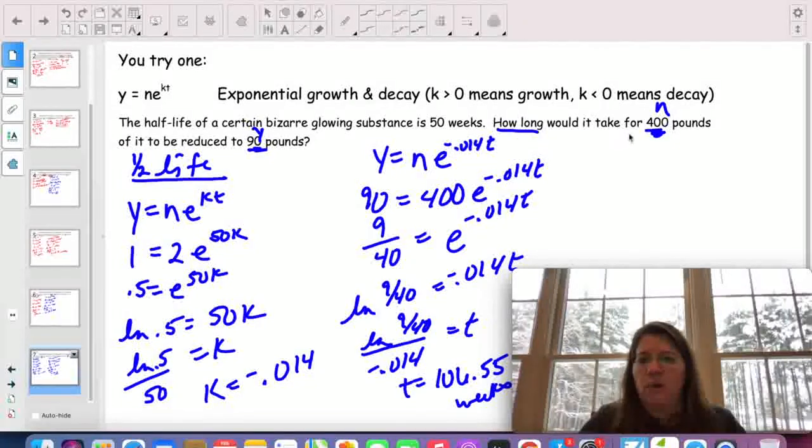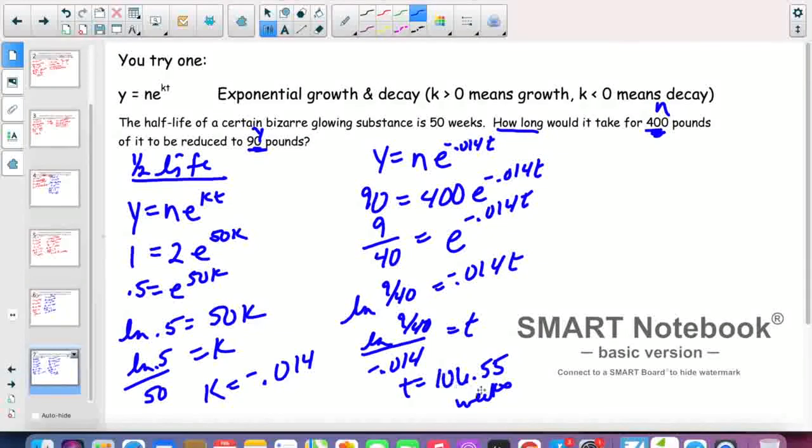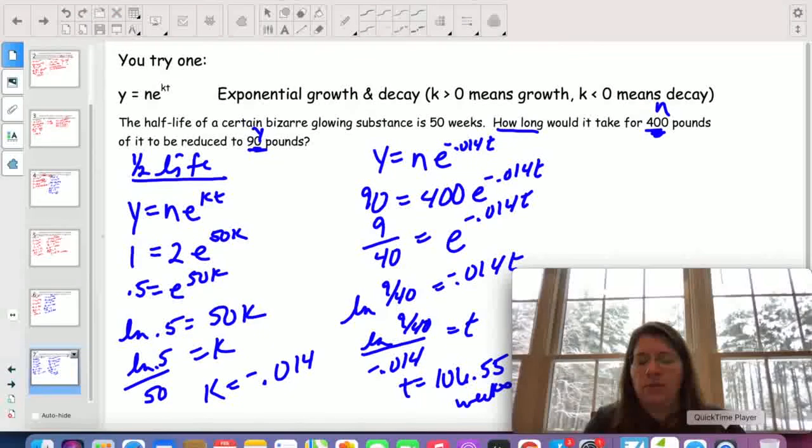They're asking me how long it would take for 400 pounds to be reduced to 90 pounds. 400e to the negative 0.014t equals 90. I divide 90 by 400 and get 9 over 40 equals e to the negative 0.014t. To get rid of the e, I put a natural log in front of both sides. So I've got natural log of 9/40ths and then divided by the negative 0.014. I put that into Desmos, and I end up getting 106.546. So that means my answer is 106.55 weeks. So my answer is t equals 106.55 weeks.